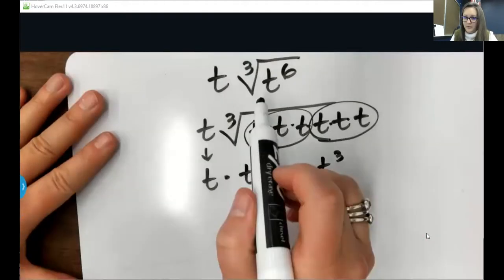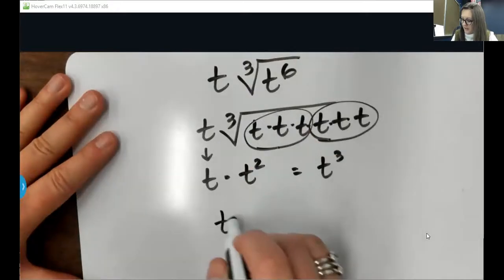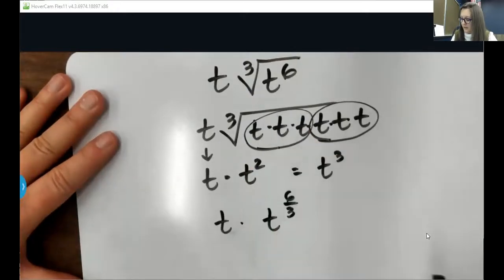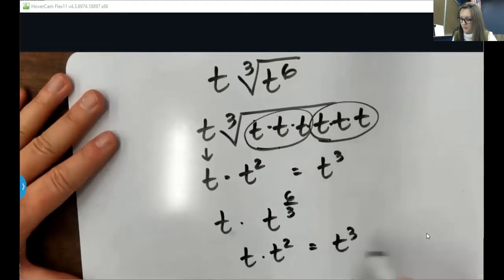Let's look at it a little bit differently. If I wrote this as a rational exponent, I can say this is t to the 6/3 power. If I divide here, that's t squared, right? T squared. Same thing, t cubed.